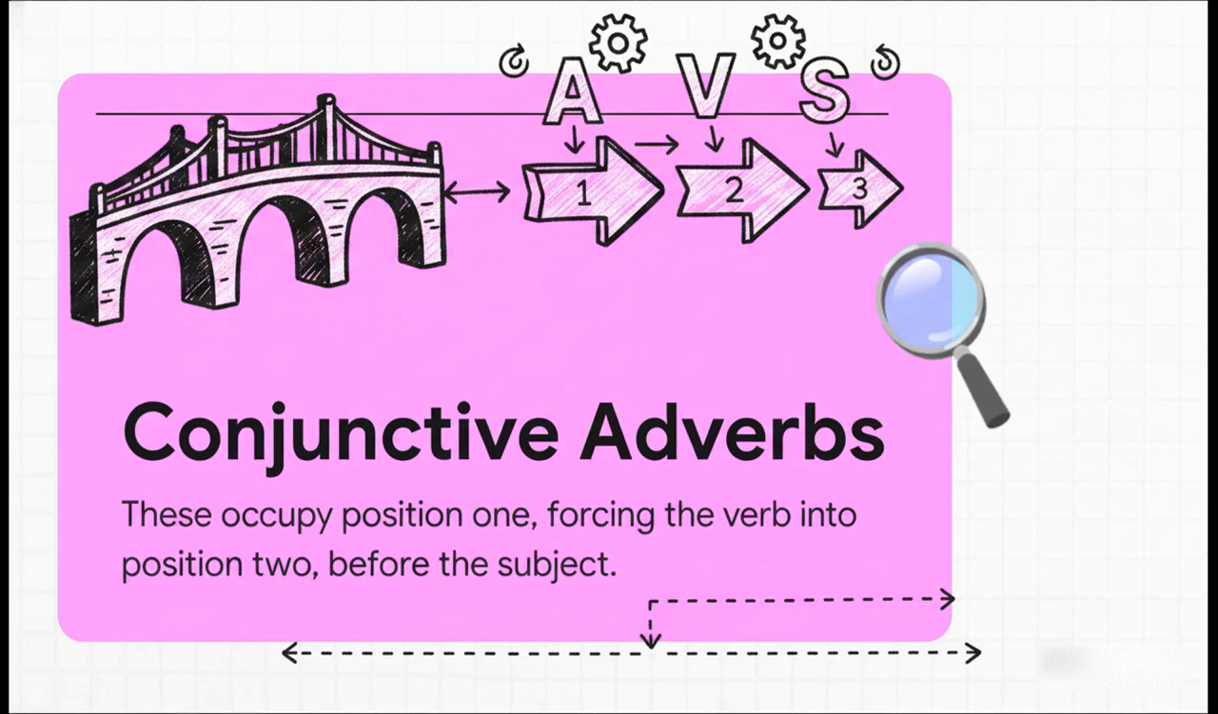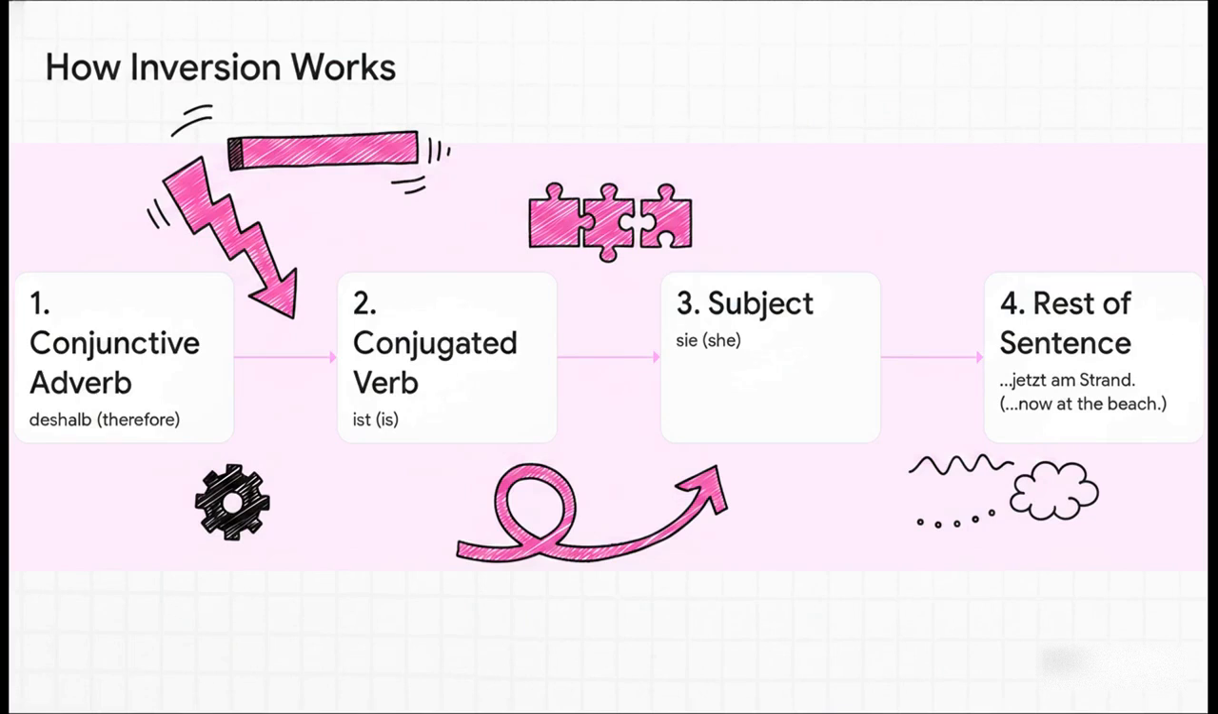And since there's a strict rule in a German main clause that the verb has to be in position 2, well, the verb has to jump in right after, which pushes the subject into third place. Let's break this down step by step. It's a clean 1, 2, 3 sequence.